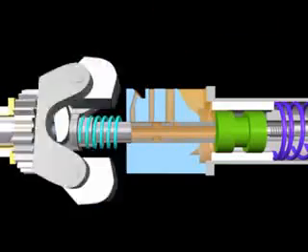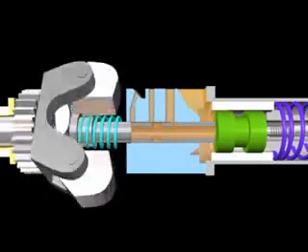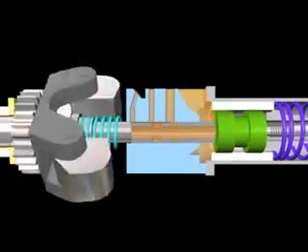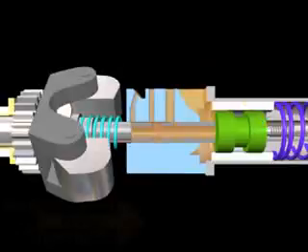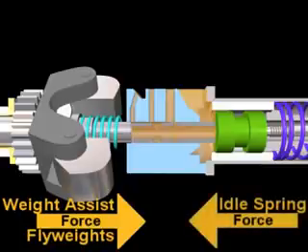The forces positioning the governor plunger include the flyweight force and the weight assist spring force, which are balanced by the idle spring force. The combined force of flyweight and weight assist spring acts in the direction to close the idle passage, while the idle spring acts in the direction to open the idle passage.